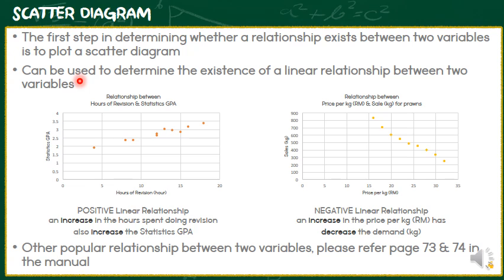So, kalau awak tengok dekat sini, scatter diagram ni, okay, dia sebenarnya a very simple graph je. Bila you lukis scatter diagram, you ada dua axis. This is your x-axis. This is your y-axis. Okay.